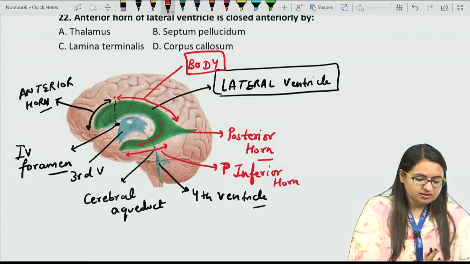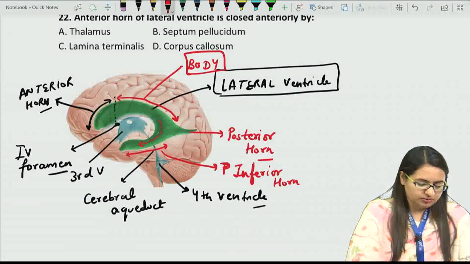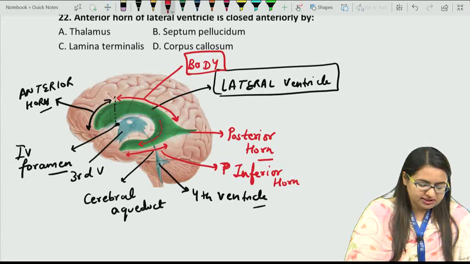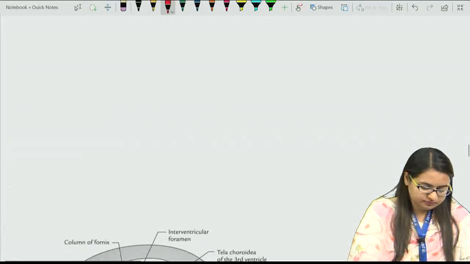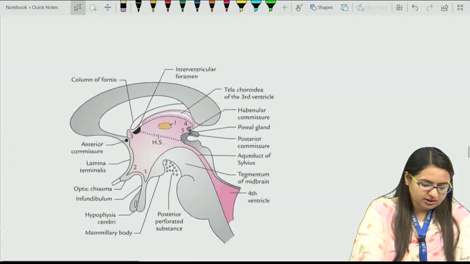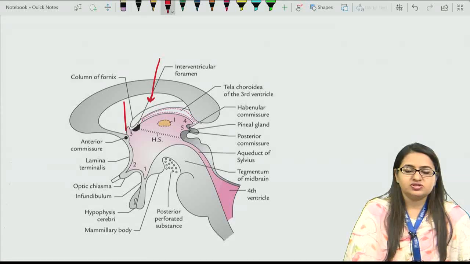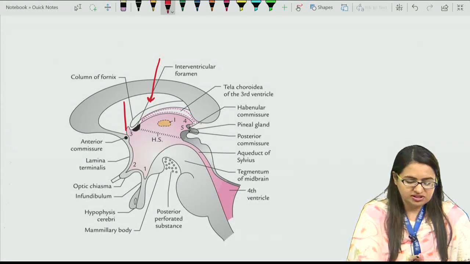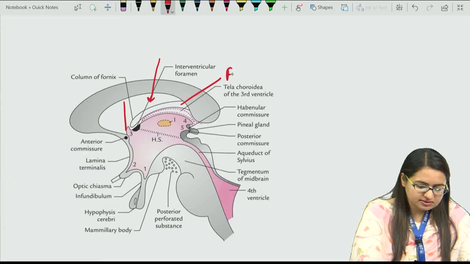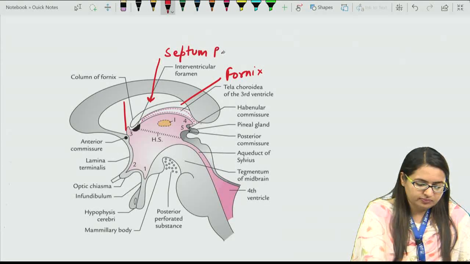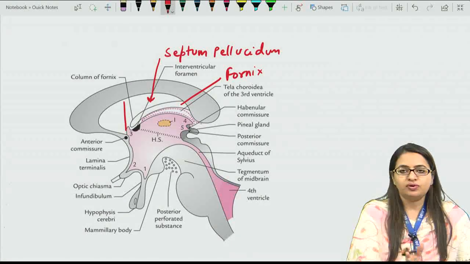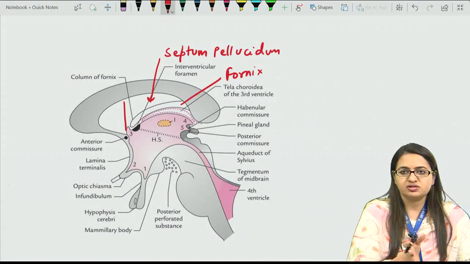Now so as to see the various structures which are bounding the anterior horn, we can take a sagittal section. In this picture, this is the portion where the lateral ventricle is present. The lateral ventricle is present on either side of the septum pellucidum. This is the fornix, and a membrane-like structure is present over there, which is the septum pellucidum. This membrane-like structure is a midline structure, and on either side of it we have the lateral ventricle.